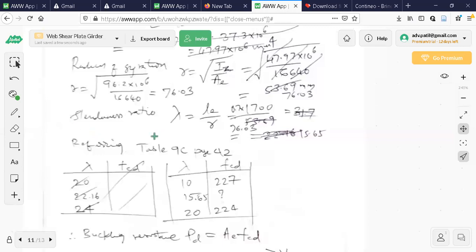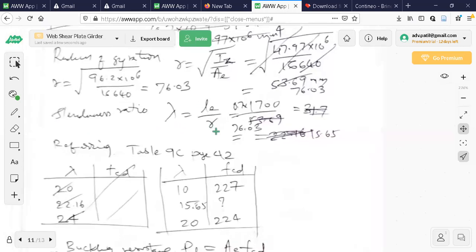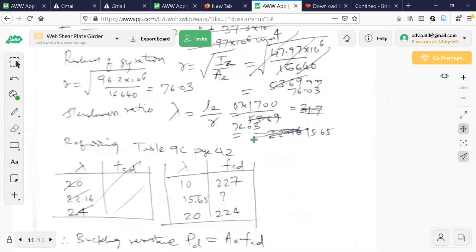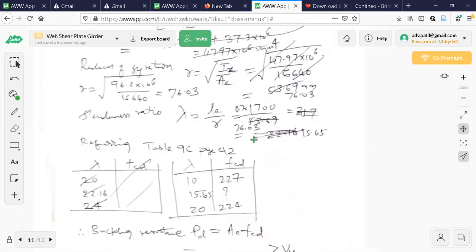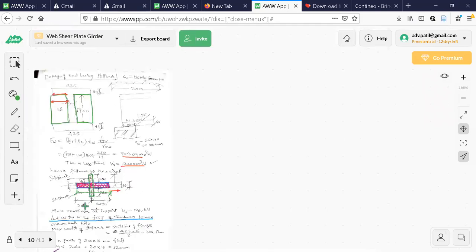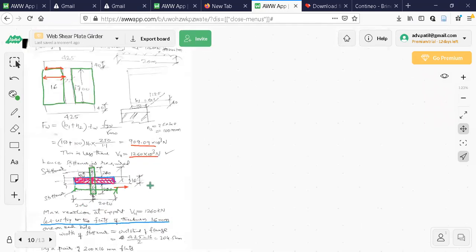Now slenderness ratio is LE by R. LE by R is slenderness ratio. What is LE? What is R? Let us see. R is already here, 76.03. What is LE? 0.7 times effective length. It is effective length. So it is an imaginary column of height 0.7 times 1700. Now I'll show you what is at 1700 here.